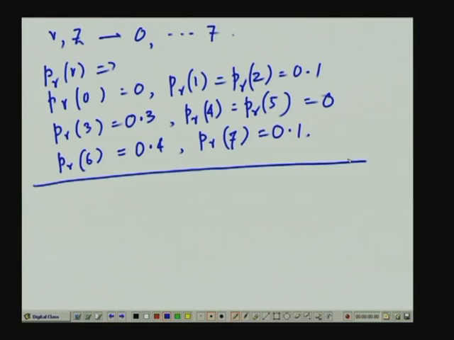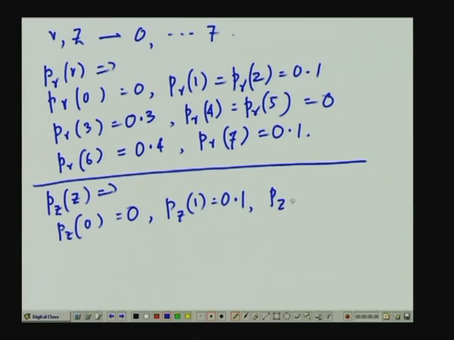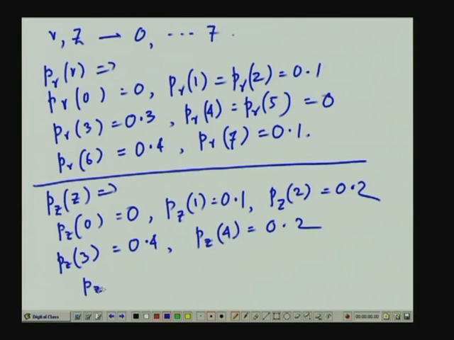And similarly, the target histogram is given in the form P z z, where the values are P z 0 is equal to 0, P z 1 is equal to 0.1, P z 2 is equal to 0.2, P z 3 is equal to 0.4, P z 4 is equal to 0.2, P z 5 is equal to 0.1, P z 6 is equal to 0 and P z 7 is equal to 0. So, this is the target histogram that has been specified.